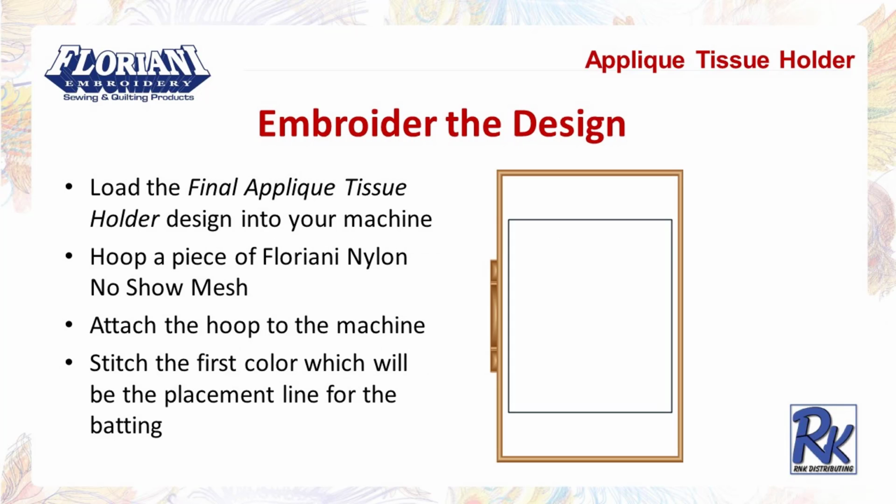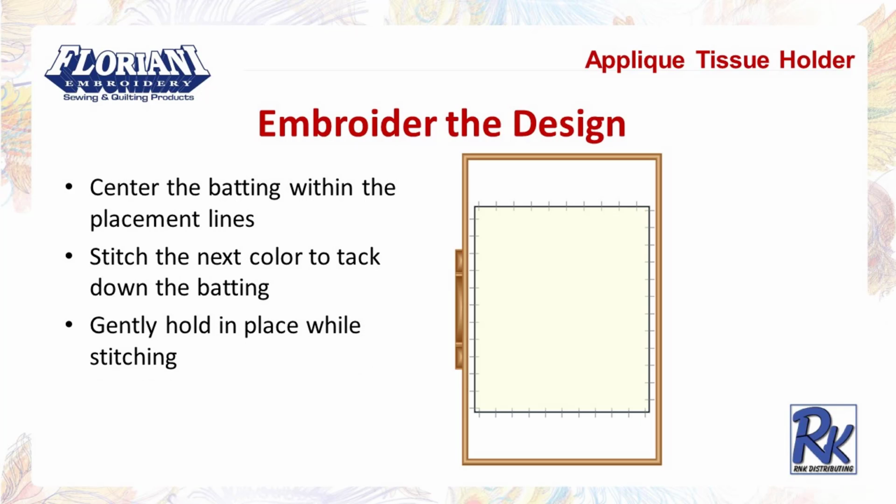Otherwise, it's just going to go on and keep stitching and you won't be able to put your fabric and batting down. So first thing you're going to want to do is load the final applique tissue holder design into your machine. Hoop up a piece of Floriani nylon no-show mesh stabilizer, get it nice and tight. Attach the hoop to the machine and stitch out the first color, which will be the placement line for the batting.